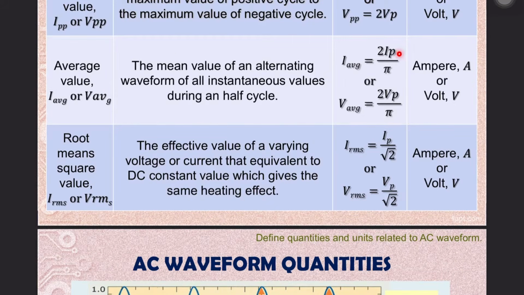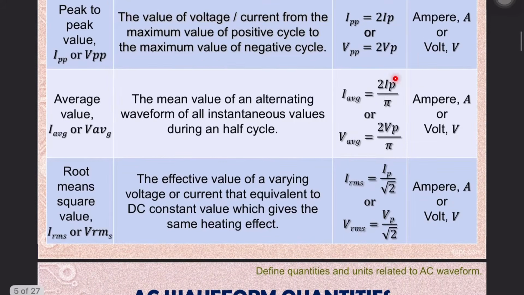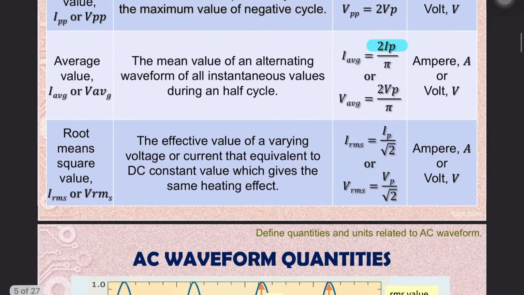Or actually this is I peak-to-peak over pi. It's the same thing. 2 IP is equal to I peak-to-peak. Nampak ke? This thing is the same as this thing. Either you memorize one of them, or you just memorize I average is 2 IP over pi. It's the same, the difference here is one is current, one is voltage.